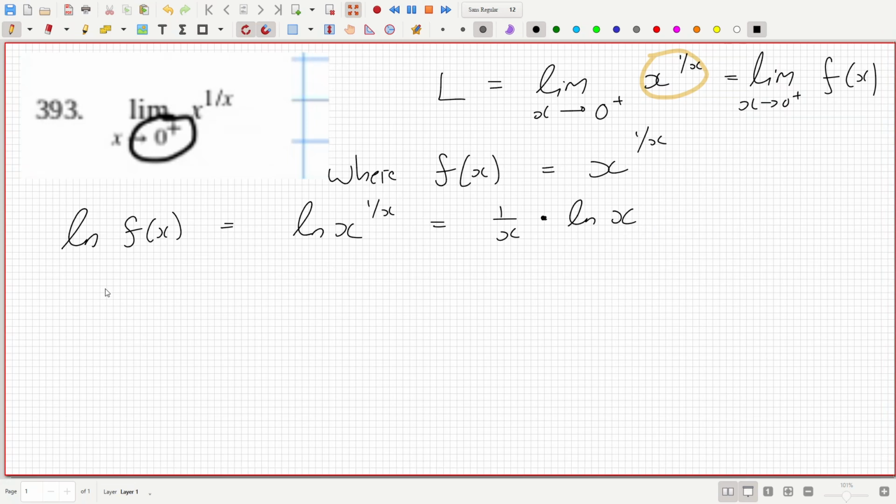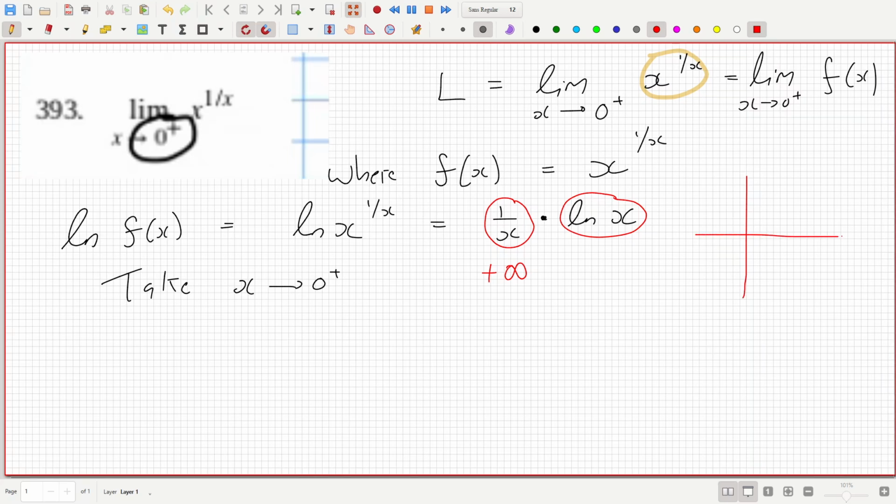Now, if you take x going to 0 plus, we know, this is well known, that if x goes to 0, 1 over x will go to infinity. But more importantly, it'll go to positive infinity because x is staying positive as it heads towards 0. And the same thing happens for log as well. As x goes to 0 from the right, log x will go to minus infinity.